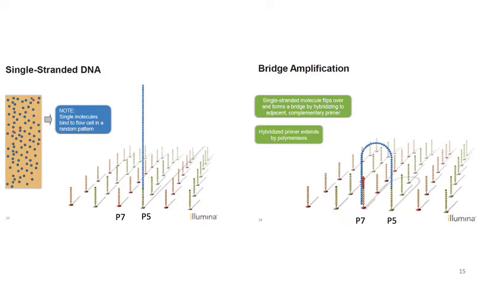So in this image, initially, the DNA strand is captured by hybridizing to the P5 sequence on the flow cell and the P5 adapter sequence, and then it falls over, and the other end of the molecule, the P7 adapter, hybridizes to a complementary oligo on the flow cell. The complementary strand is then synthesized using a DNA polymerase. Both strands of the molecule are attached to the flow cell.